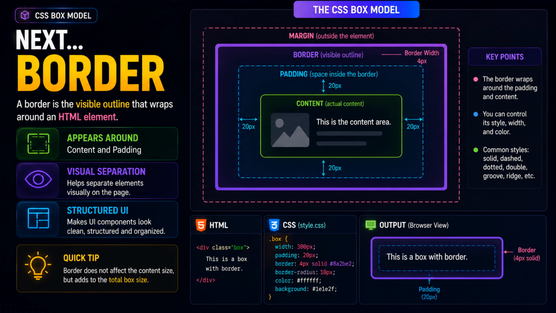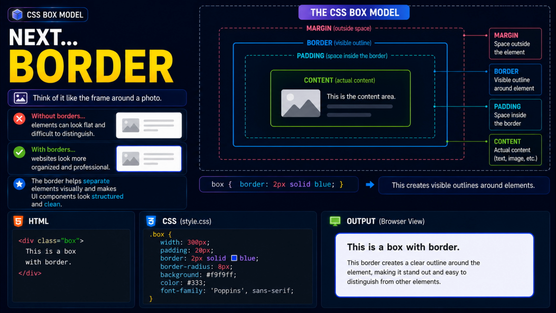Next, border. A border is the visible outline that wraps around an HTML element. It appears around content and padding. The border helps separate elements visually and makes UI components look structured and clean. Think of it like the frame around a photo. Without borders, elements can look flat and difficult to distinguish. With borders, websites look more organized and professional.